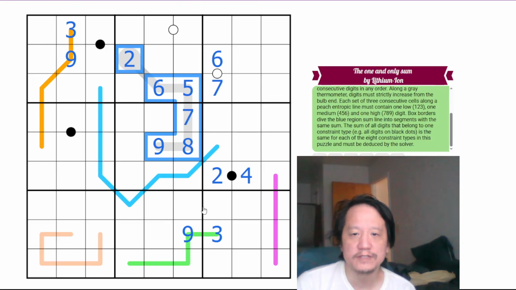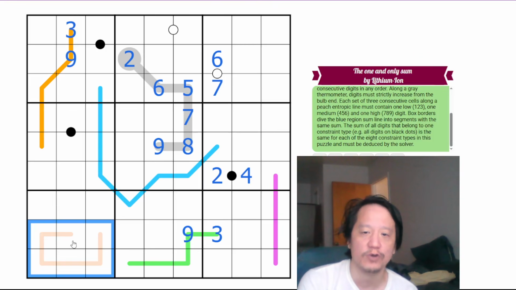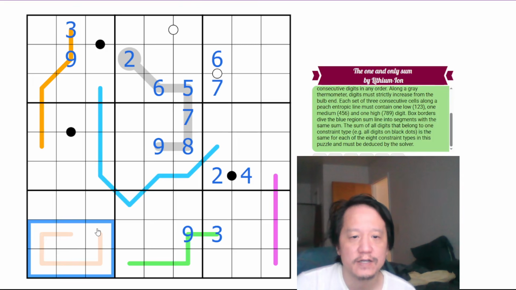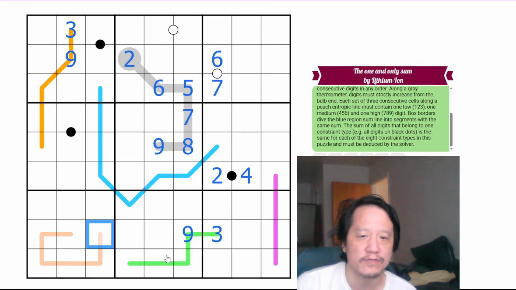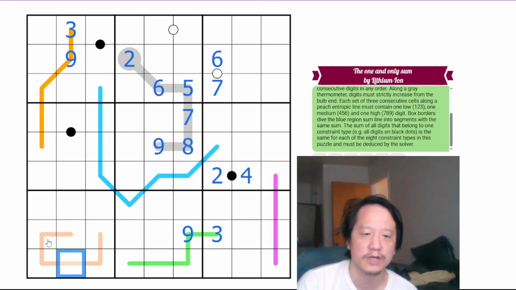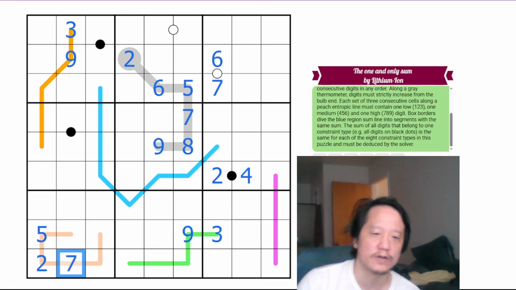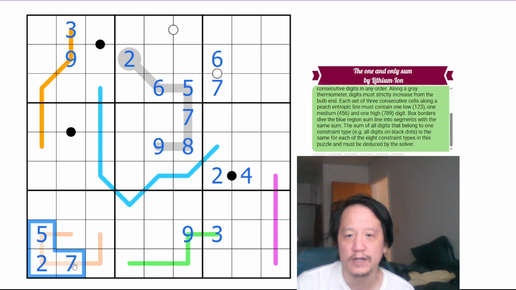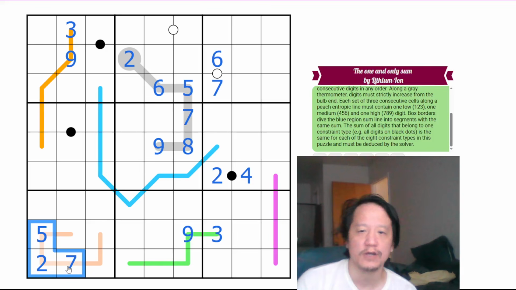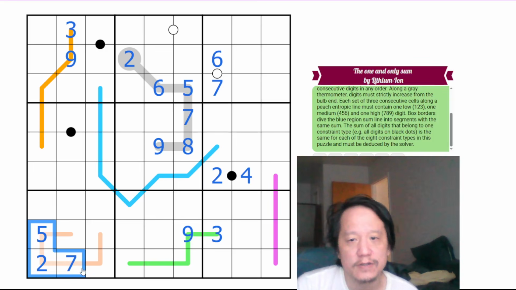Each set of 3 consecutive digits along a peach entropic line must contain 1 low digit, 1, 2, or 3, 1 medium digit, 4, 5, or 6, and 1 high digit, 7, 8, or 9. This is for any set of 3 consecutive digits on this peach entropic line. We could have something like 5, 2, and 7 here, and this would be valid for this portion of the line, because we have 1 low, a 2, 1 medium digit, a 5, and 1 high digit, a 7. So that's an example of how entropic lines work.